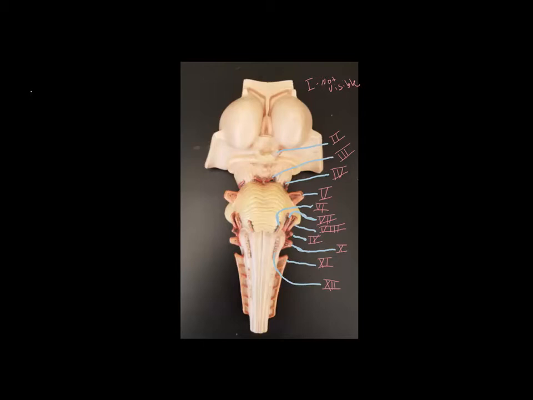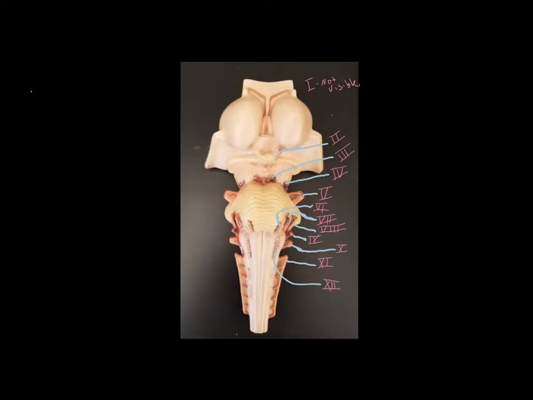And what we're learning here are things called the cranial nerves, and there are 12 cranial nerves. You need to know them by name. You need to know them by Roman numeral, and yes, we do have to use Roman numerals. And you need to know what their functions are.